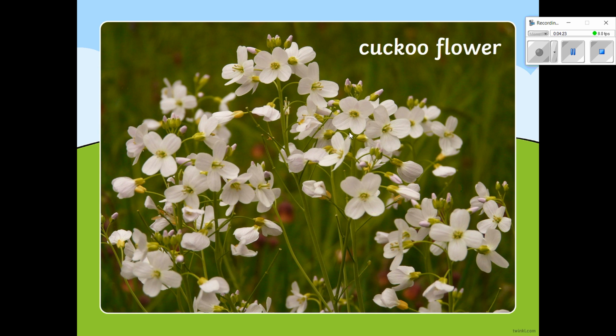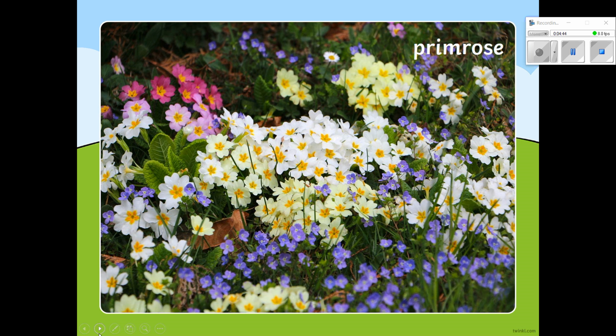Great, well done. You could say that this cuckoo flower has got silky white petals and it's quite tall again, isn't it? And here, look, these ones haven't opened yet. So these big ones here with the white petals are open and these ones are still as a bud, aren't they? They haven't opened yet. Some very beautiful flowers.